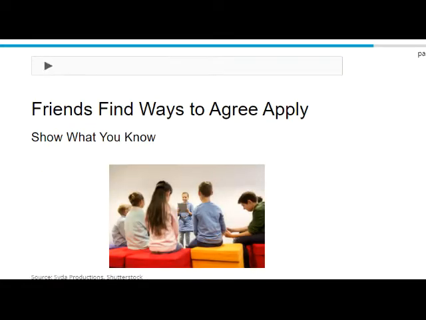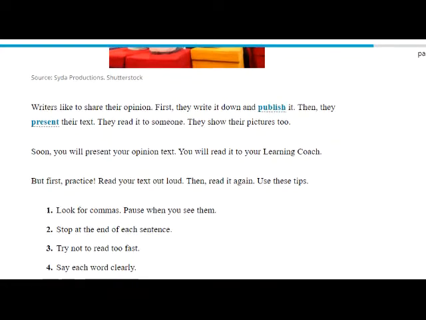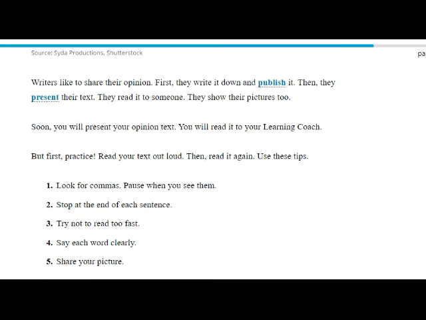Friends find ways to agree. Show what you know. Writers like to share their opinion. First, they write it down and publish it. Then they present their text. They read it to someone. They show their pictures too. Soon you will present your opinion text. You will read it to your learning coach.